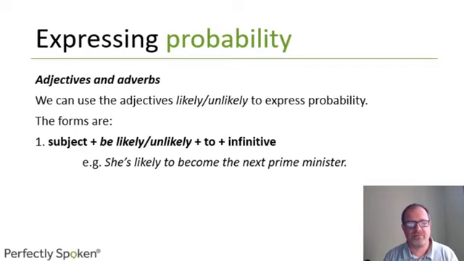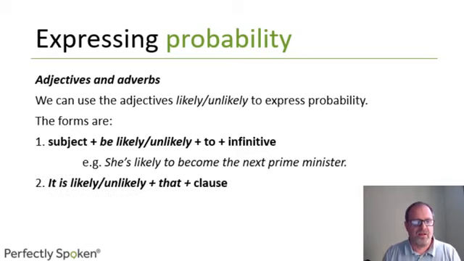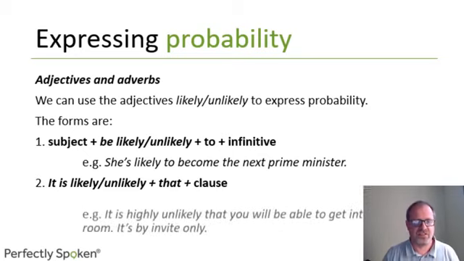Okay? Remember, after an adjective, we tend to use an infinitive of the verb, so this follows the rule usually. After an adjective, we usually use an infinitive. Okay, so that's likely and unlikely. We can also use a slightly different form, which is it is likely or it is unlikely, plus that, plus a full clause. Okay, another example here.